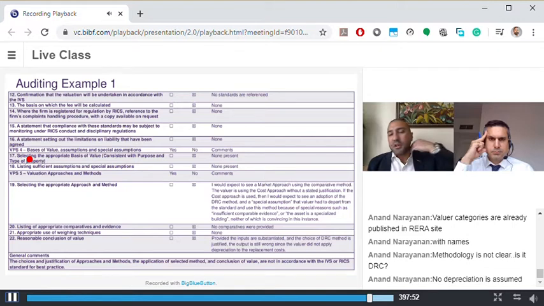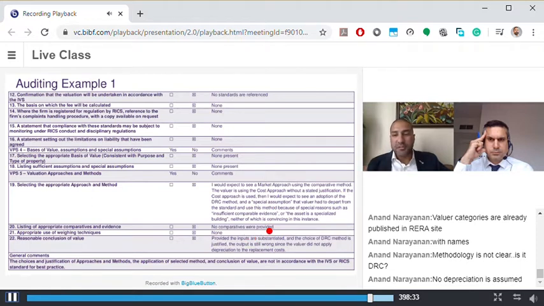VPS 4, which is also the same as IVS 104: the basis of value, assumptions and special assumptions. Selecting the appropriate basis of value: no, he did not select the appropriate one. He does mention market value and so forth, but he has clearly not stated that the basis of value is market value, and then he writes book value in the end. Listing sufficient assumptions: there are none present. Selecting the appropriate approach: obviously he's trying to use the market approach, but then he uses the DRC method. So where's the comparative method, right?